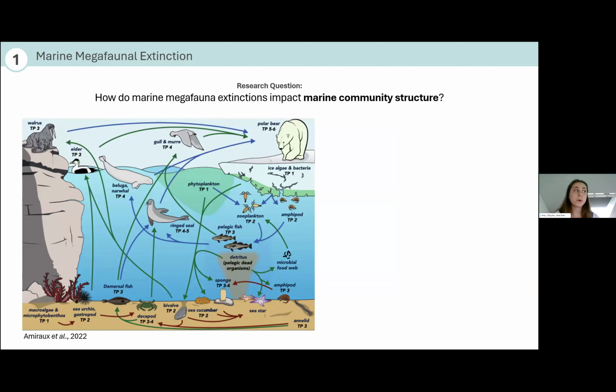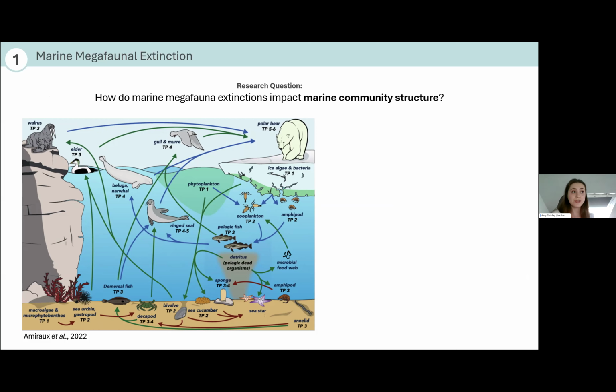So my larger research question is, how do marine megafaunal extinctions impact marine community structure? It is really important to consider marine communities when we're looking at biodiversity loss, because even if you are just seeing extinctions in one small group, in this case marine megafauna, there will be cascading impacts which have the potential to have much wider reaching effects on ecosystems, potentially impacting their structure, function, and even how stable they are and robust to future losses.